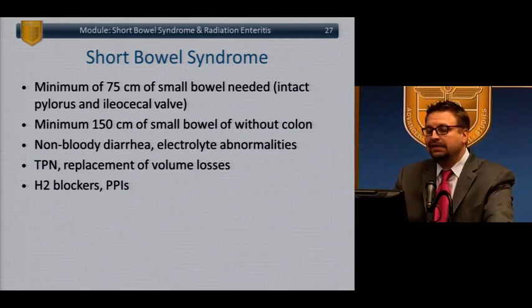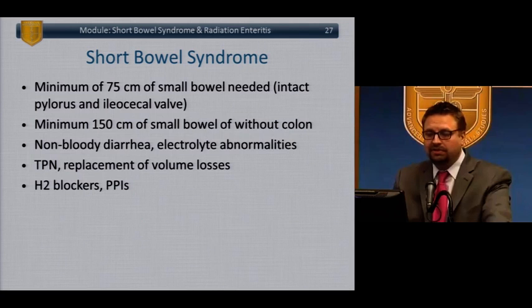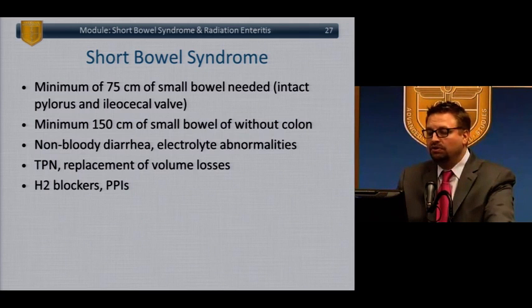So if somebody has an intact pylorus and ileocecal valve, they'll do better. You can get away with a little bit less bowel if they have an intact ileocecal valve. If they have no colon at all, then you're going to need more because the transit time through the bowel is going to be greater, and so absorption will be worse. So in that scenario, probably somewhere in the range of 150. You're not likely to be questioned on that, like 150 versus 160 versus 125. It usually will be apparent that the patient is short, and you're going to make your decisions based on that, doing a resection versus not.